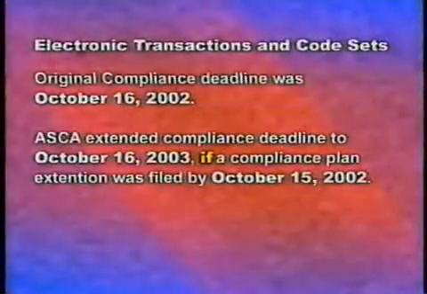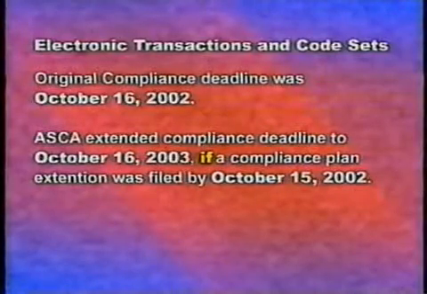However, Congress realized that many covered entities would not be ready to comply with that date. So, in December of 2001, it passed legislation that became Public Law 107-105, also known as the Administrative Simplification Compliance Act, or ASCA for short, which amended HIPAA and granted a one-year compliance extension to October 16, 2003 under certain conditions.